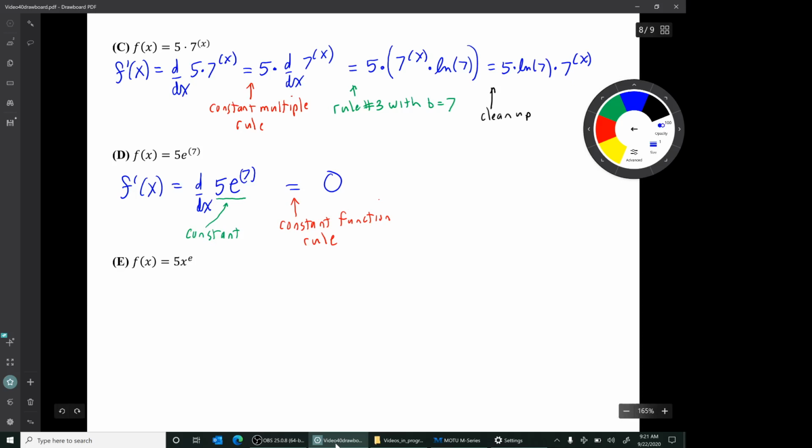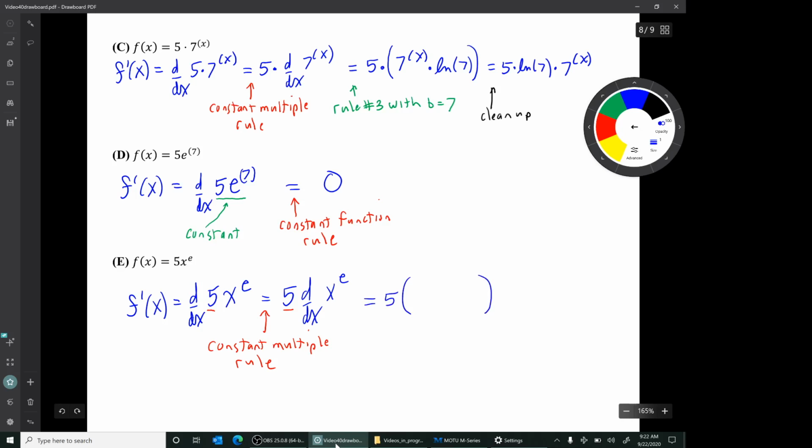Question E, derivative of 5x to the e. Now here we have to be careful. Remember that the derivative of e to the x is e to the x, but we don't have e to the x. We have x to the e. This is not an exponential function. This is a power function. The variable is in the base, and the exponent is constant. So we should use the power rule with n equals e.